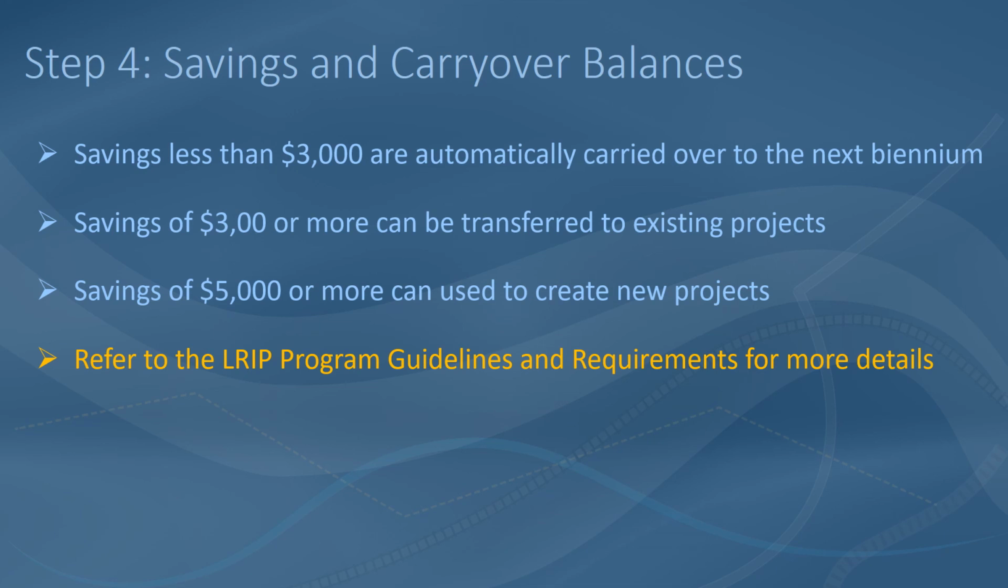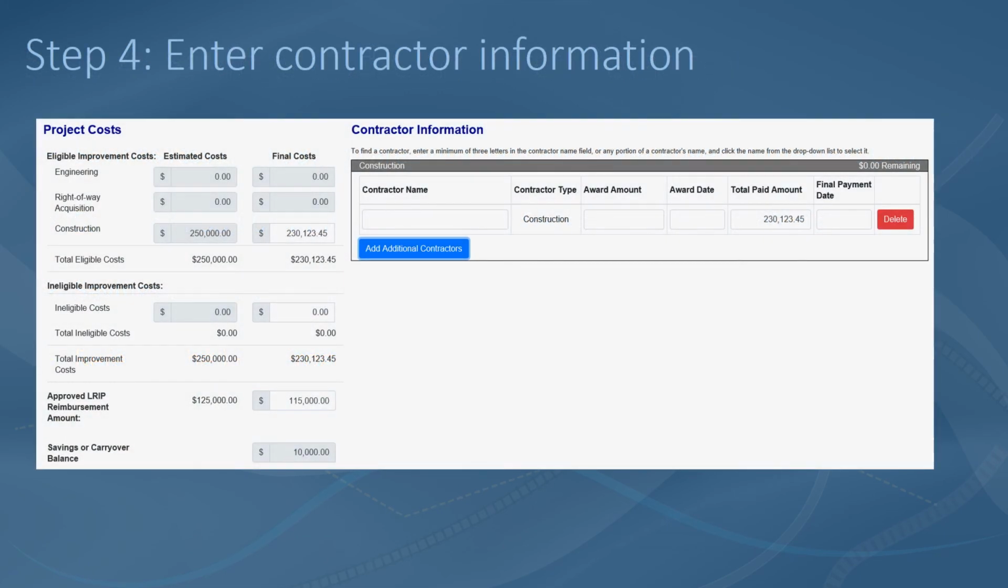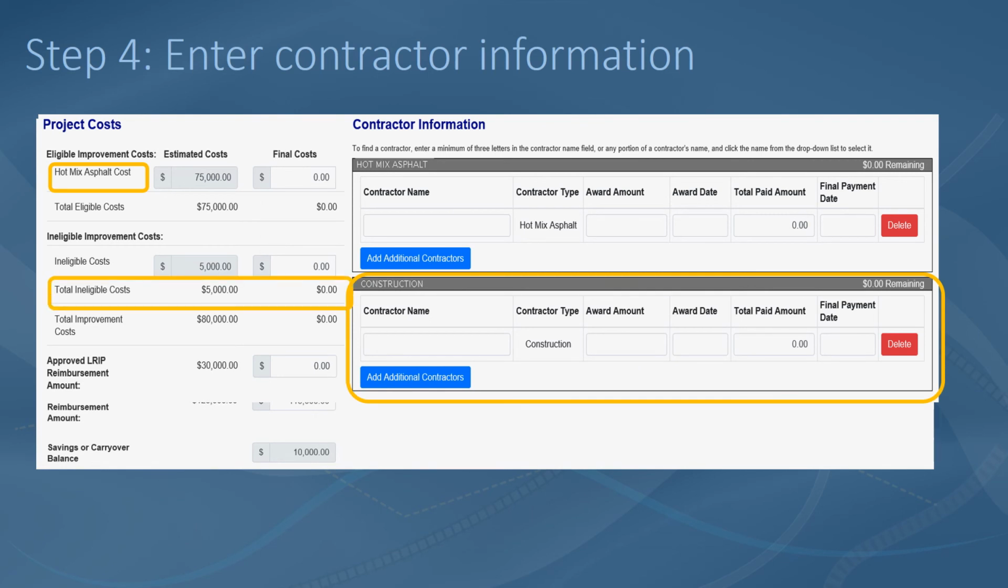Next, to complete Step 4, you will enter the contractor information for the project. LRIP Web displays one or more contractor boxes depending on the type of costs associated with the project, and pre-populates the contractor type field accordingly. For hot mix asphalt-only projects, the construction box is used to enter information pertaining to the ineligible costs for the project.